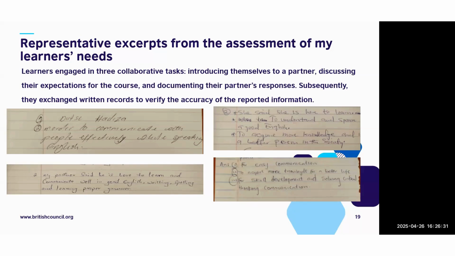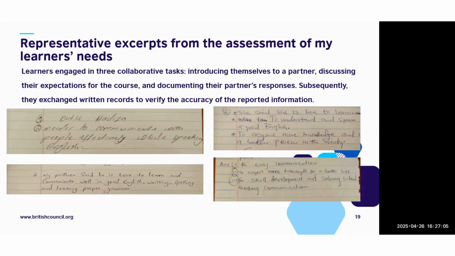Now, what I did in that particular activity was to know the level of my learners. I just wanted to know. And these are just excerpts of some of the information they shared. Now, if your screen is good, you'll be able to read. Even if you can't, I'll just tell you the summary. Many of them just wanted to become better communicators. They wanted to learn more about the English language.